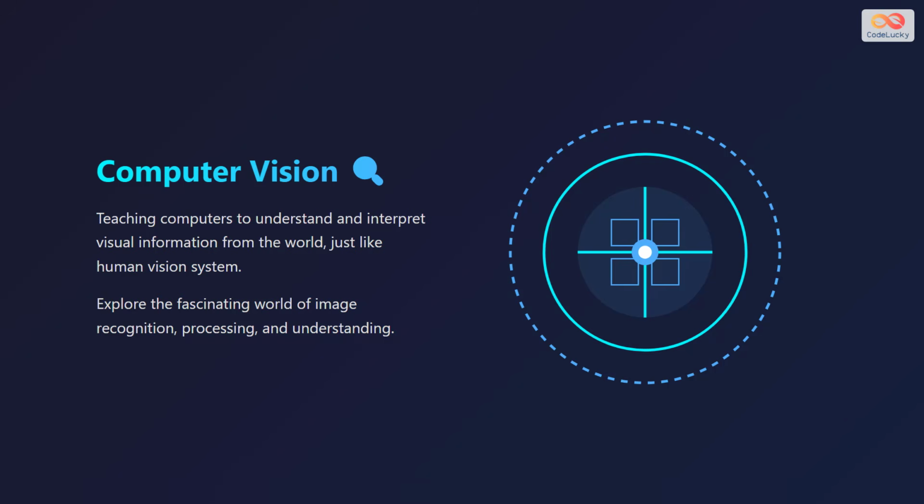Let's begin our journey into the world of computer vision. Computer vision is all about teaching computers to see and understand the visual world, much like how humans do. Consider it as equipping computers with the ability to interpret images and videos. We will explore the amazing possibilities of image recognition, processing, and gaining insights from visual data.